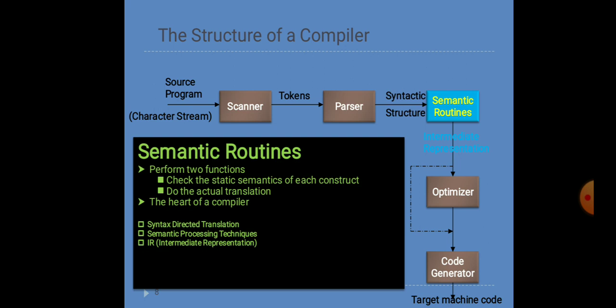The third phase is semantic routines. In this stage it performs two functions. It checks the static semantics of each construct and does the actual translation. It is the heart of the compiler.